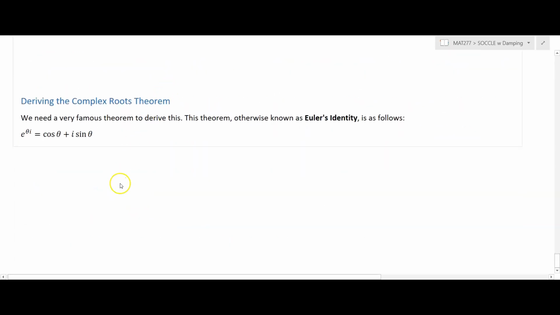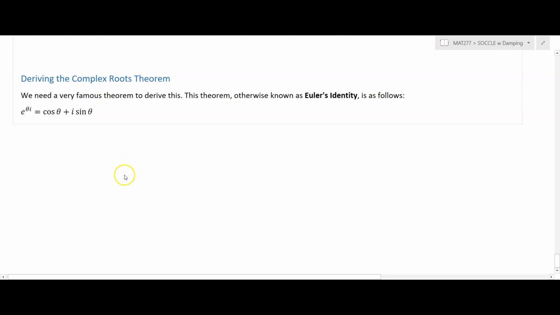Alright, so we're finally ready to derive this complex roots theorem. The derivation of why the solution is y equals k1 e to the at sine bt plus k2 e to the at cosine bt has to do with the superposition theorem as well as the linearity principle. In order to use this, we have to use Euler's identity, which says that e raised to the theta i is equal to cosine of theta plus i sine theta.